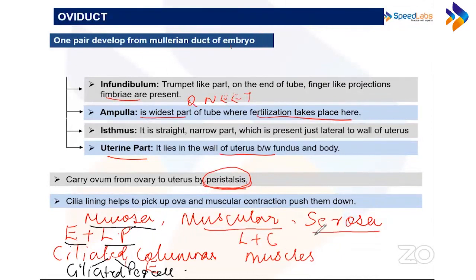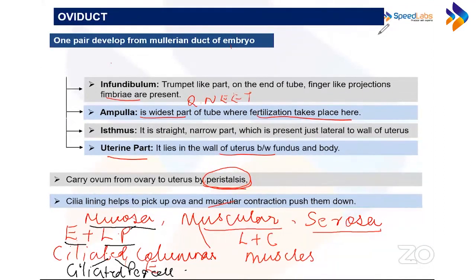And finally, you have the serosa, which is the outermost. The middle is muscular, the outermost is serosa, and the innermost is mucosa. So this is the histology of the oviduct. With this, we have completed the oviduct.